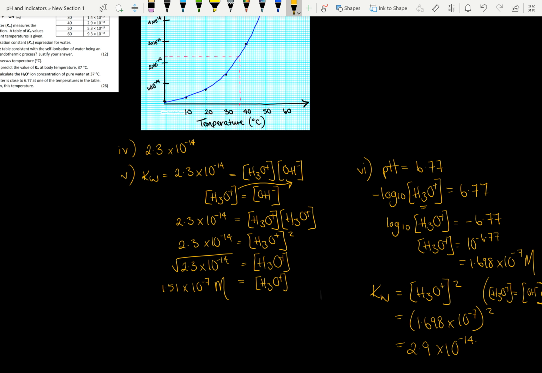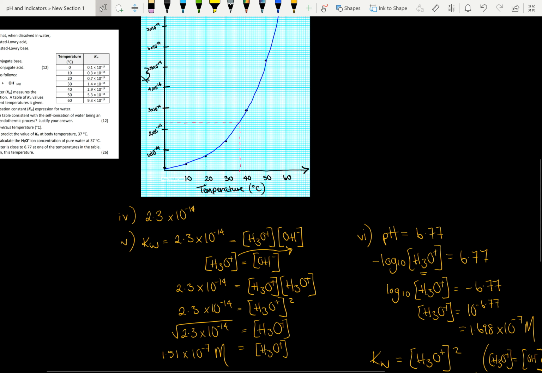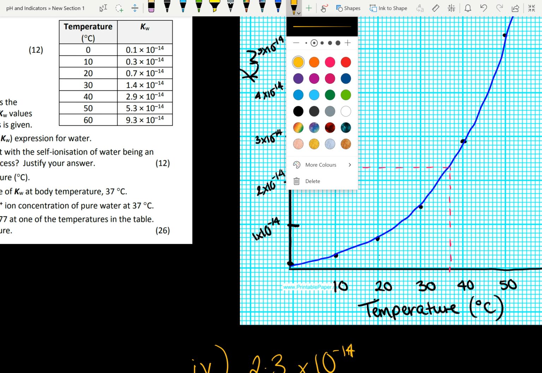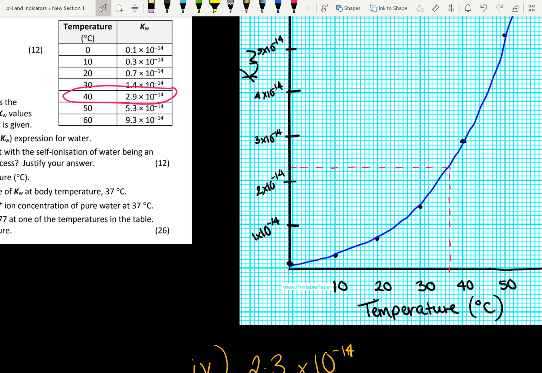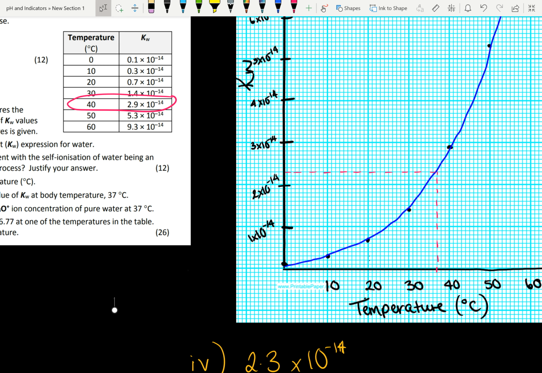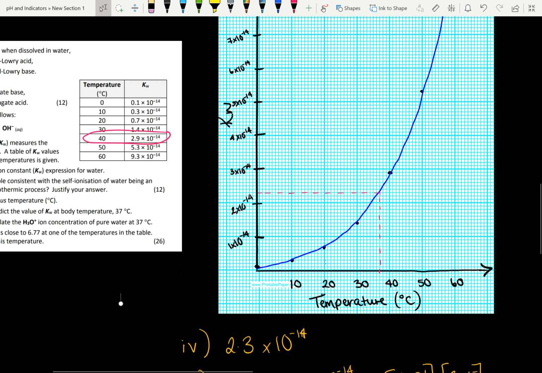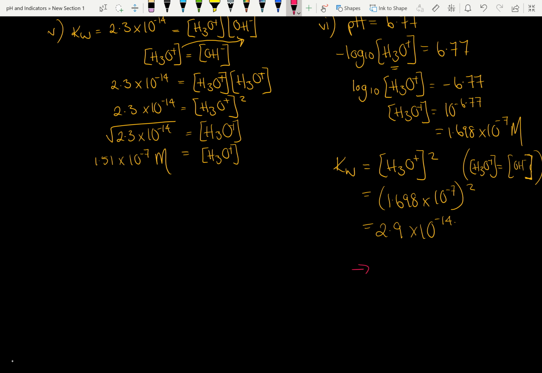Now let's go up to our table and see, can we find 2.9 by 10 to the minus 14? And actually, it's there in the table, 2.9 by 10 to the minus 14, and that occurs at a temperature of 40 degrees. So that means my final answer, where they asked me for the temperature, is 40 degrees.